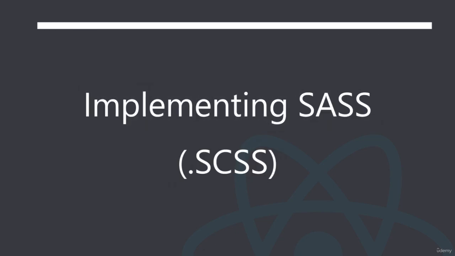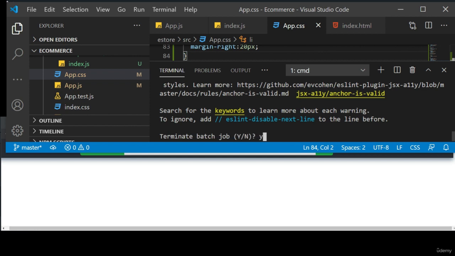Now in this section, we are going to see the object-oriented CSS. That is, we are going to configure the SASS with React. For that, we need to install a library. So let's first of all begin with that.